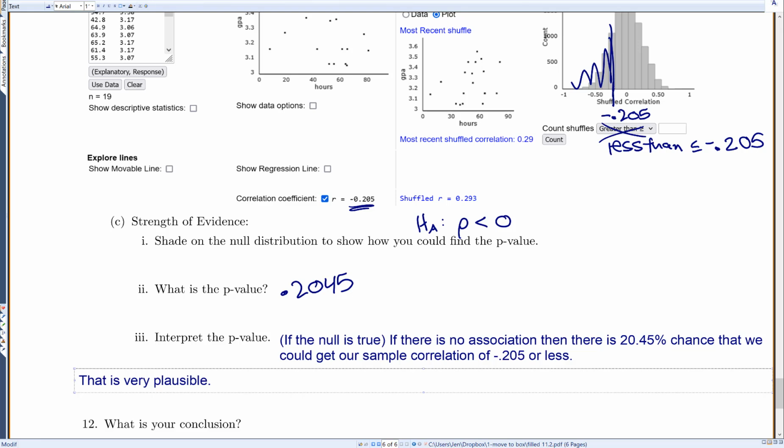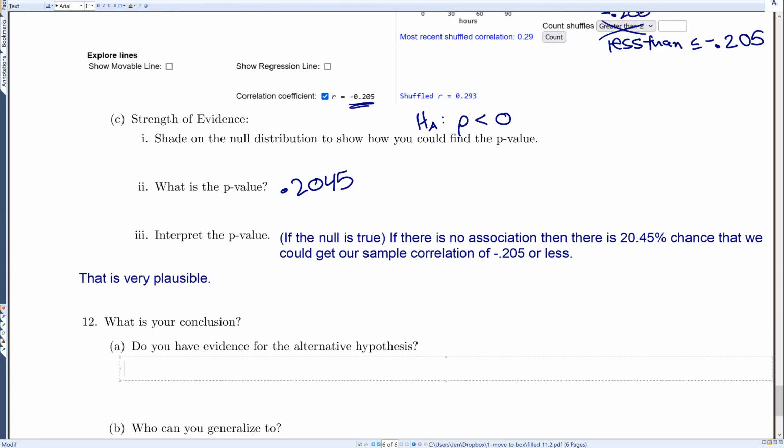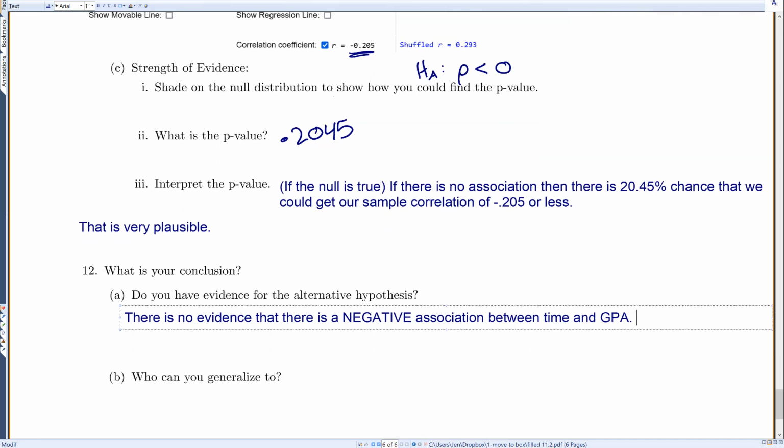So I'm not suspicious at all. I don't think we need to reject that null hypothesis. In my conclusion, do we have evidence for the alternative? I would say no, we don't have evidence. Remember, your alternative is that my population correlation is less than 0, so that there is a negative association between time and GPA for the population. So no evidence. We tried, we looked, our p-value is pretty big. There's no evidence that there's a negative association.